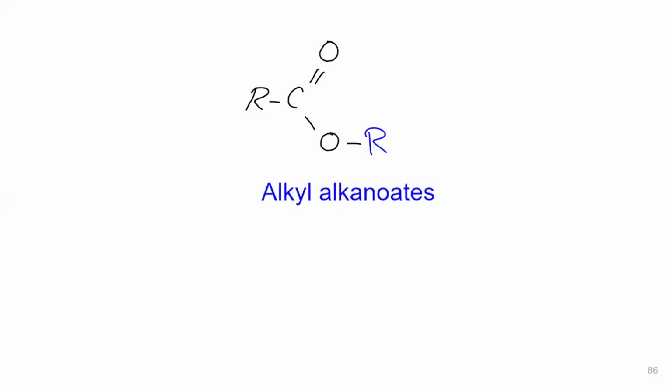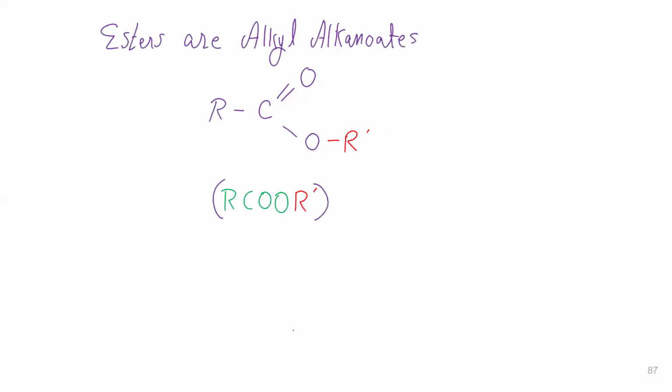Esters are alkyl alkanoates. At this point of the syllabus, they want people to reconnect to IGCSE and remind themselves how we used to construct the family of esters and how we used to name them. Esters are alkyl alkanoates. They are considered to be carboxylic derivatives. So esters are alkyl alkanoates, RCOOR prime. Okay, so you have to copy this.